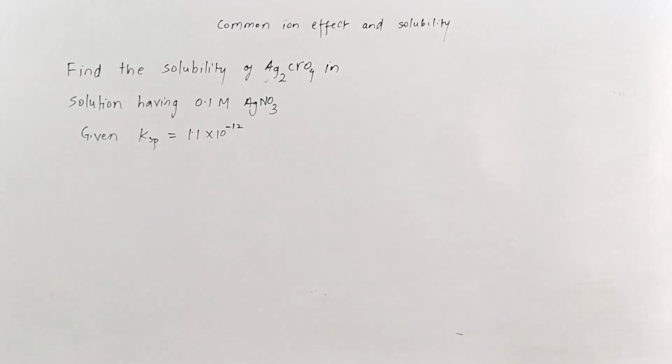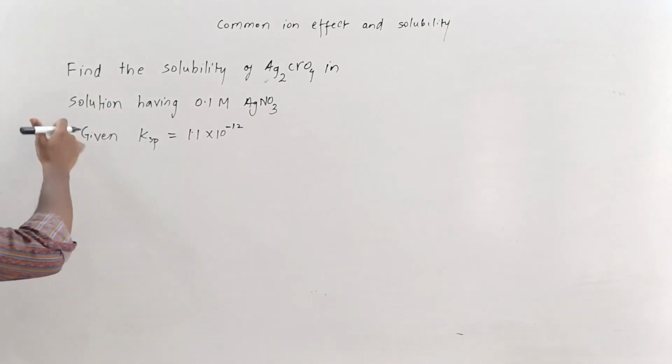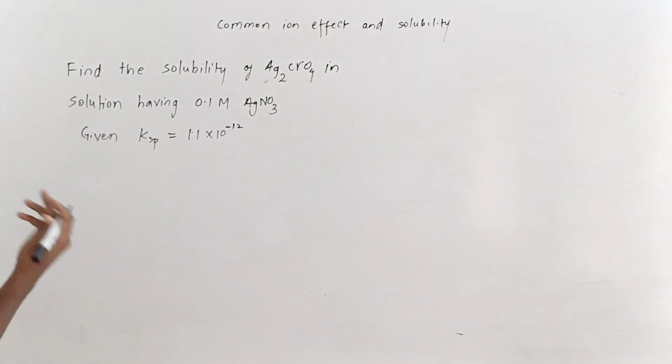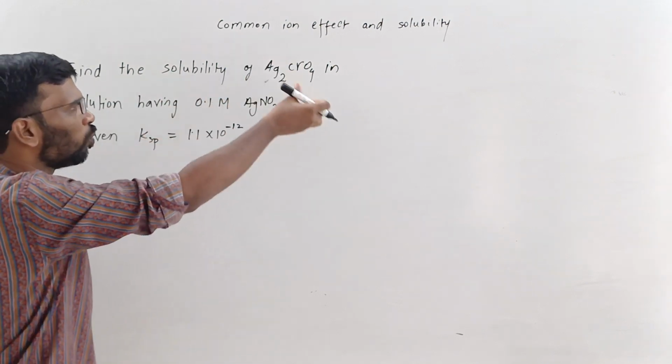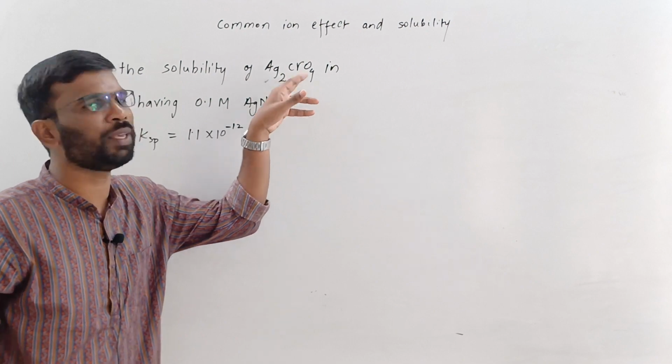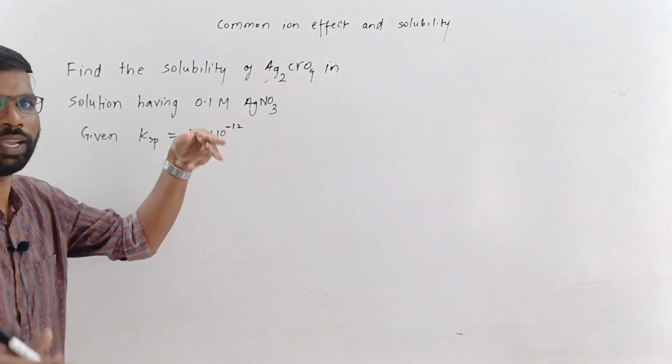Okay, let's solve this question. Find the solubility of Ag2CrO4 in a solution having 0.1 molar AgNO3. What is the common ion? Silver is the common ion. Obviously, if you put this into water, the solubility will be more in water, and it will be less in this, when you are mixing.